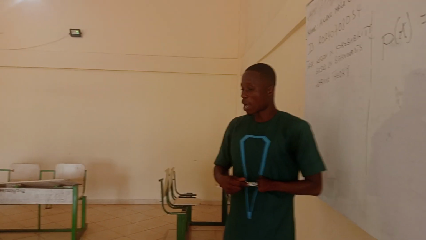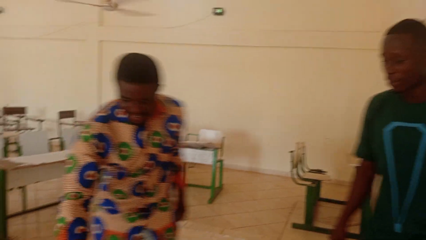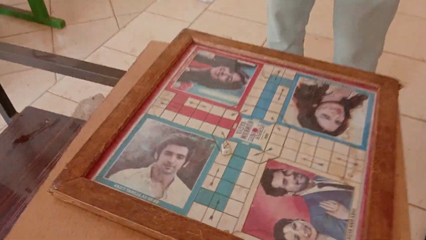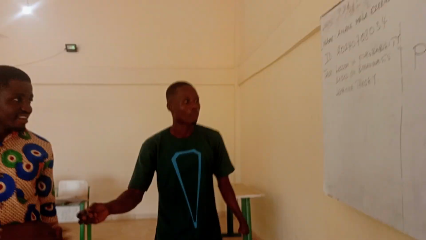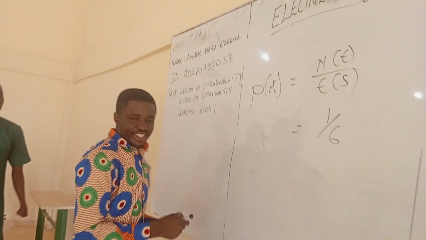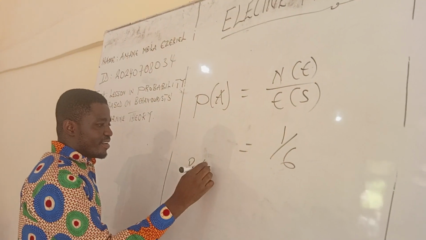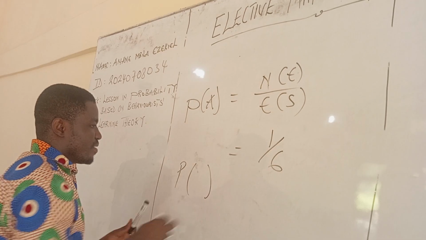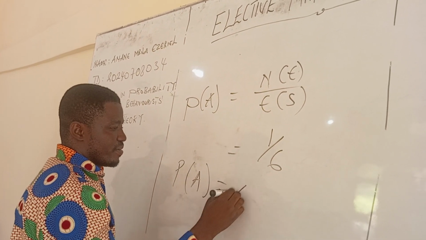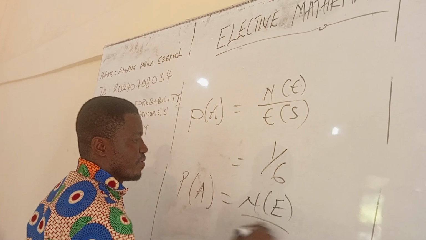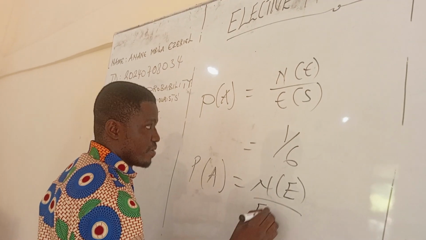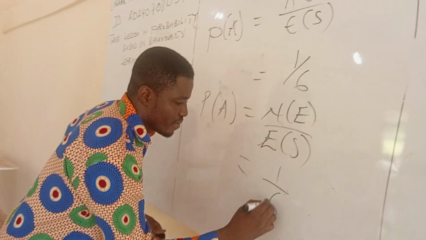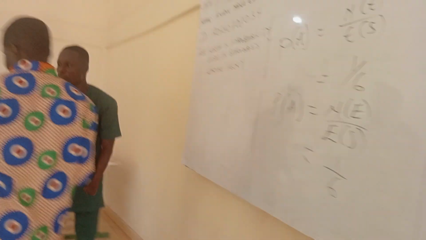Mr. Simon, can you come out and do us a favor by giving us a trial? Okay, 3. Simon is having 3. Do us a favor by putting your probability on the board. Okay, sir. That's good. Clap hands for Simon.